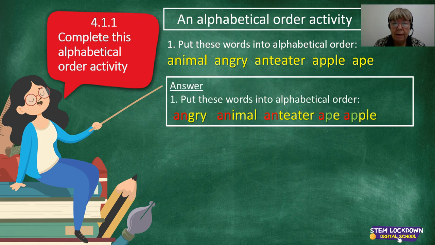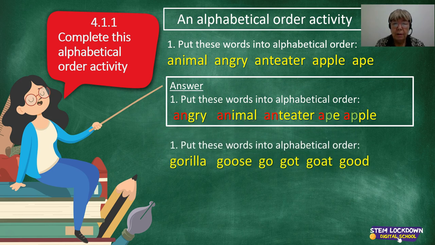Here's the answer. Did you get it like this? The first word was angry. Angry and animal and anteater all started with A-N. So we had to go by the next letter. The G came first, then the I, then the T. And then we've got ape and then apple. Did you get those correct? Good.